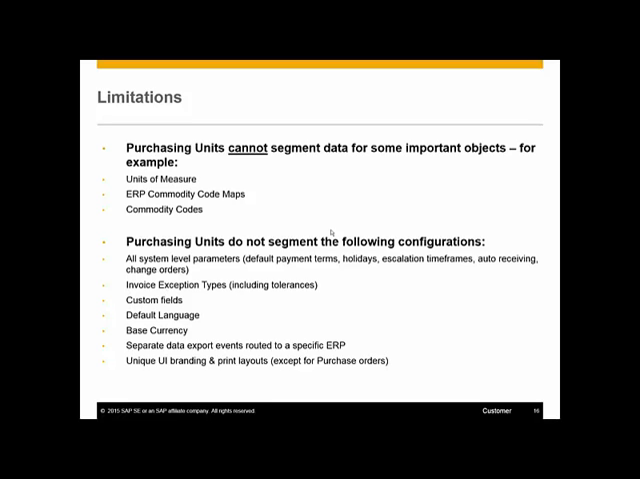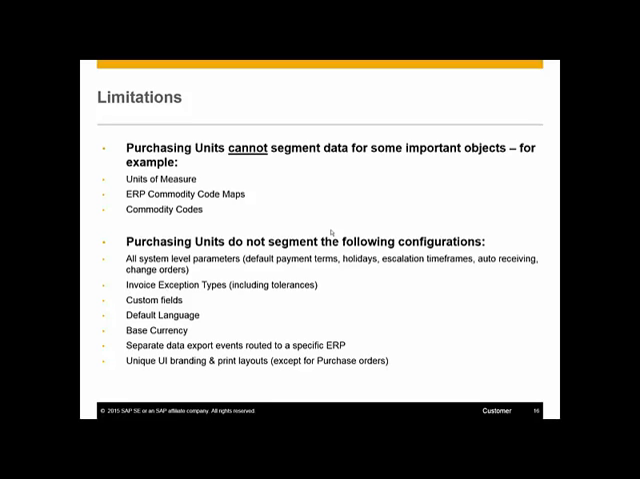Similarly, invoice exception types, that is, those items we police for on an incoming invoice, those discrepancies, those cannot be separated based on PU. Custom fields cannot be segregated. A custom field, when it is established, is for the entire instance of Ariba. Custom fields can potentially be limited based on user groups, but not on purchasing units. Default language and base currency, those cannot be segregated. A user has a user profile in Ariba where these 2 items are established, and that's where they're driven from.